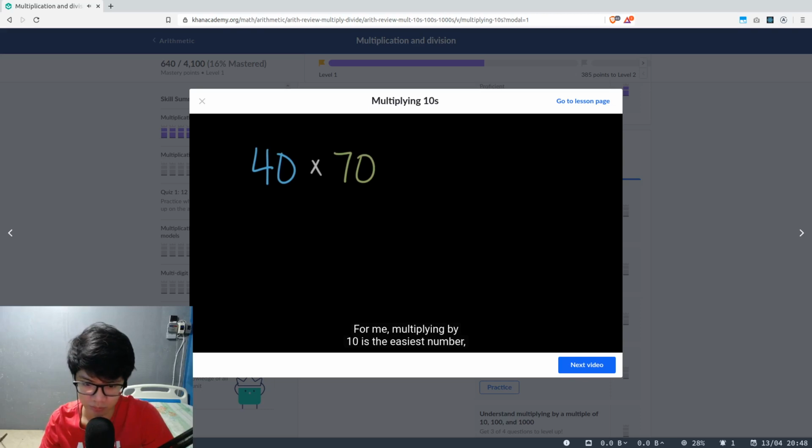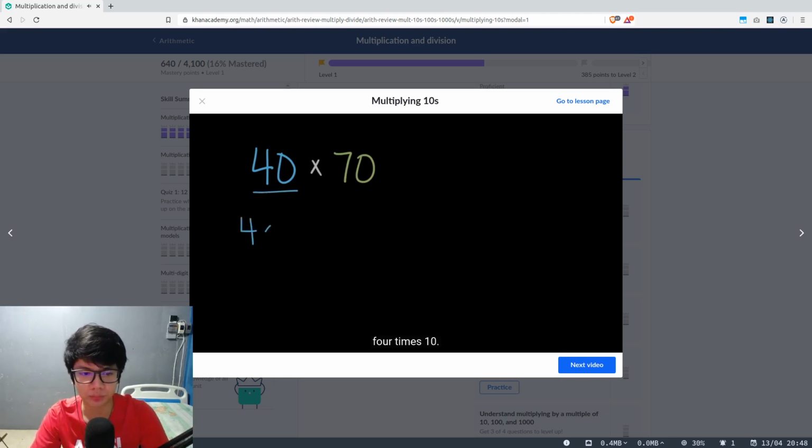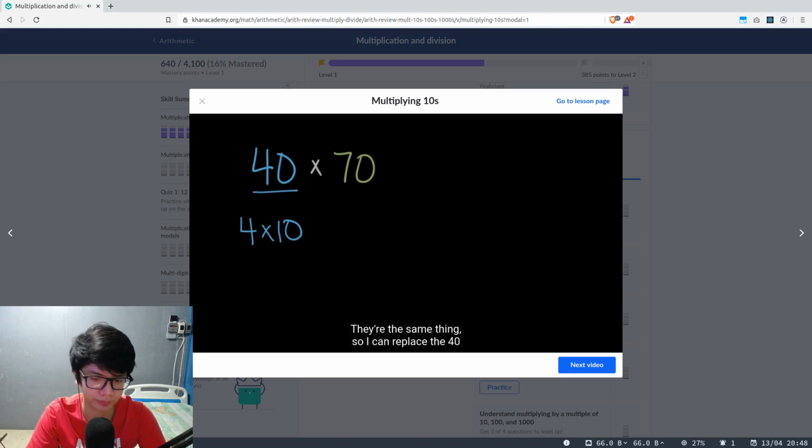For me, multiplying by 10 is the easiest number because I know the pattern to add a 0. So I'm going to break up 40 and say instead of 40, 4 times 10. 4 times 10 and 40 are equivalent. They're the same thing, so I can replace the 40 with a 4 times 10.